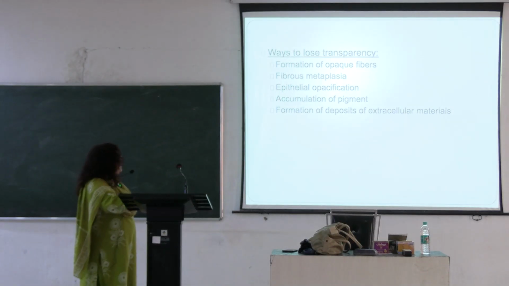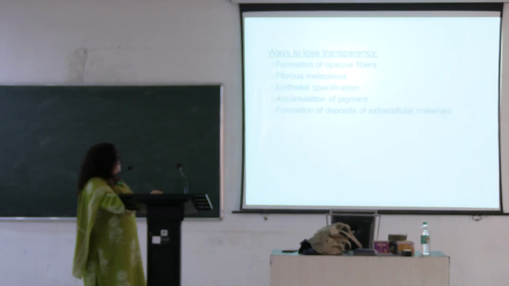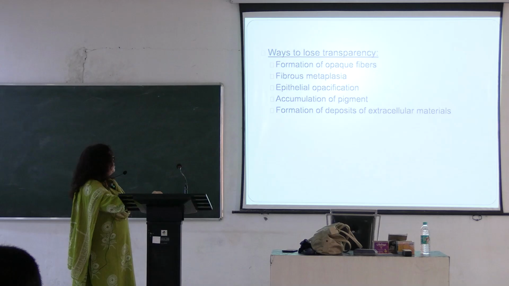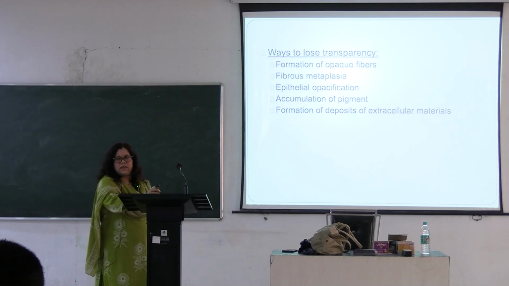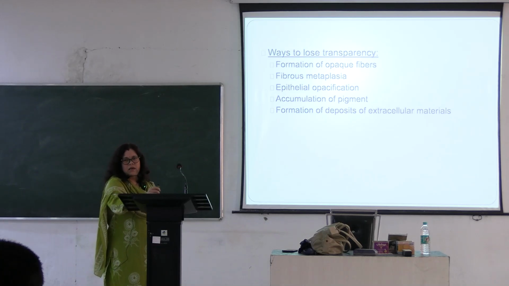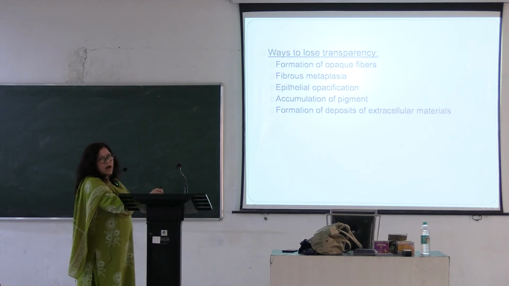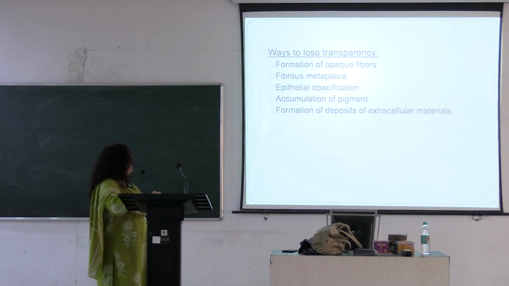Then, ways to lose the transparency. What are the causes of loss of transparency in the lens? The first one is the formation of opaque fibers. Opaque fibers occur due to metabolic disorders or absorption of sodium and potassium ions. Their level or ratio is disturbed, which causes opaque fibers.